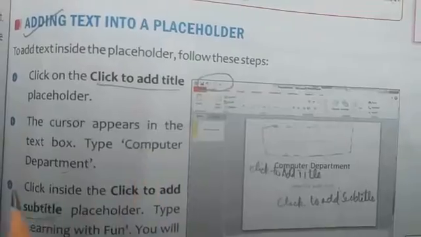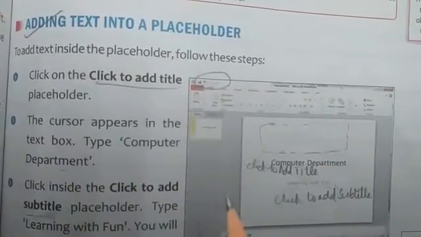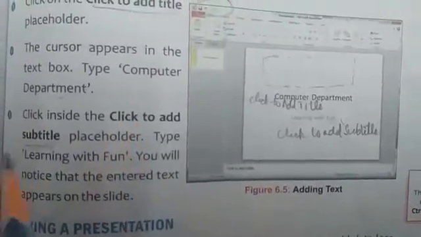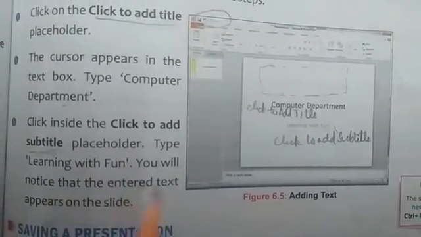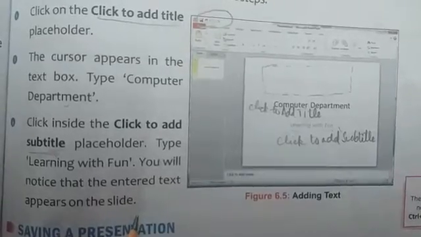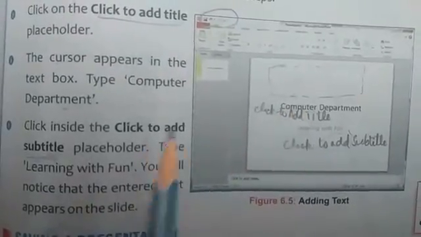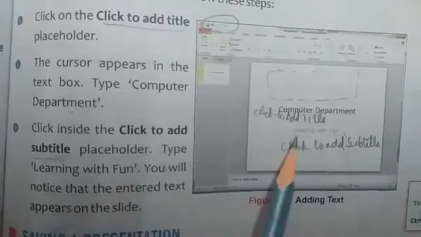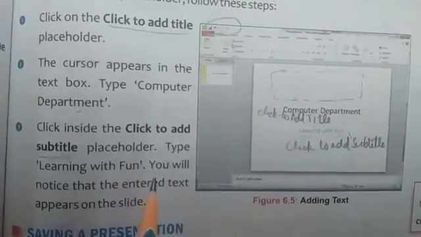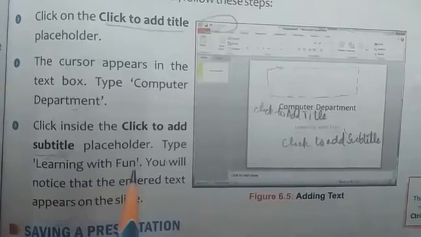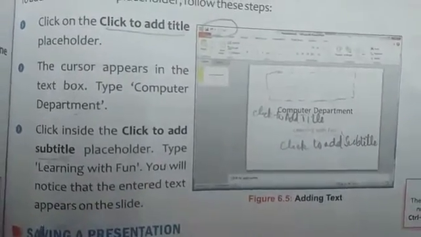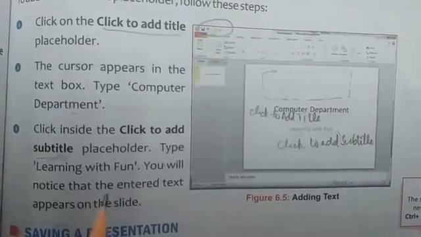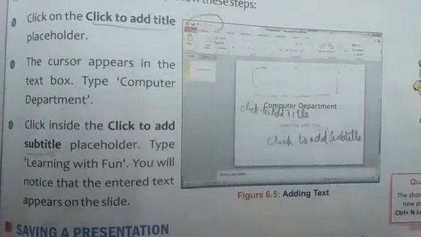Then you can type Computer Department, or any text you like. Click inside the Click to add subtitle placeholder and type Learning with Fun. You will notice that the entered text appears on the slide. Below you will see the Click to add subtitle option, and there you can type Learning with Fun. Here we are typing Learning with Fun, but according to our requirement we can type any text. After that we can see our entered text on the slide. Now we have entered text in the placeholder.